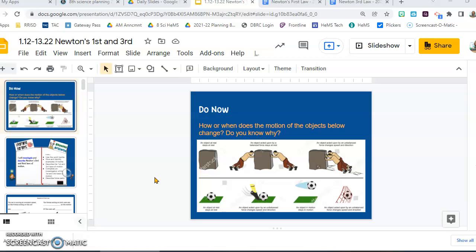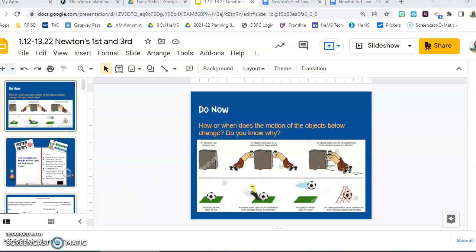In the bottom row is a soccer ball sitting there. The first force that acts upon it is the foot kicking the ball. The second force, now the object is in motion, and it's staying up in the air until it meets one more force, and that's the net, which stops it.